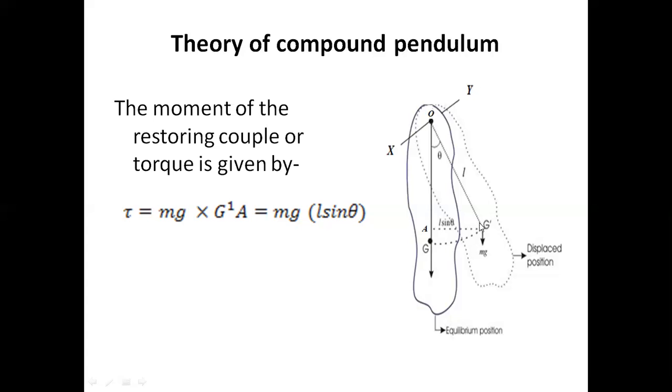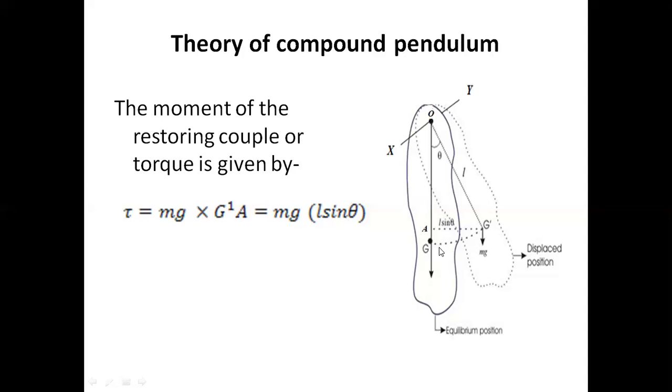At this point G dash, the weight is acting vertically downward, that is, the weight of the body is mg, which is the force here. The perpendicular distance is G dash into A, and G dash A is nothing but L sine theta, where OG dash is L. So tau is equal to mg into L sine theta.